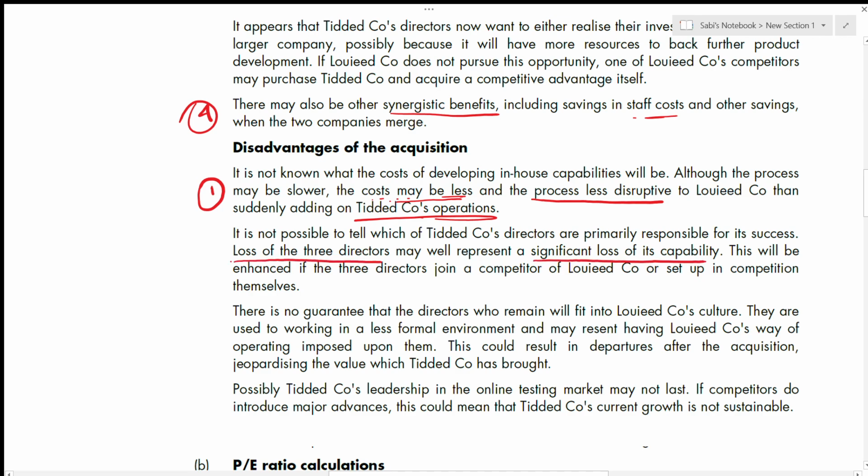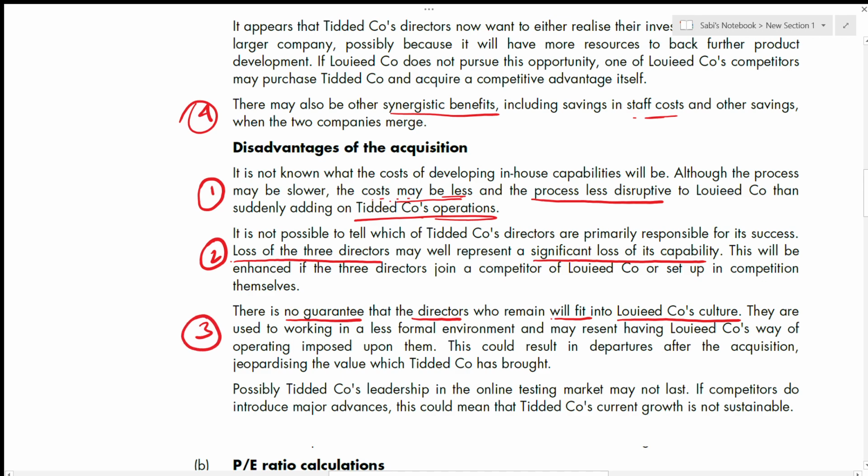This will enhance if the three directors join a competitor of L or set up in competition themselves, right? The problem will arise if they go and join the competitor of L. So this is the second disadvantage. Third disadvantage: there is no guarantee that the directors who remain will fit into L's culture. They're talking about culture.